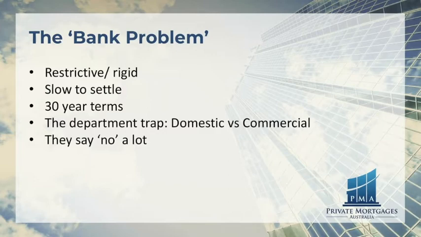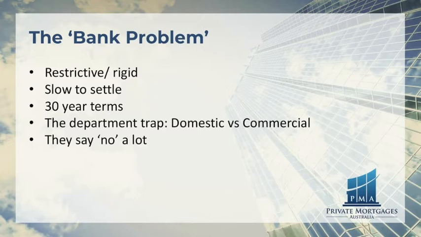Now, probably one of the most important things I want you to take away from today is what we call the department trap. There's a magic number in traditional bank land, which is 4 and under. So if you're doing a 4-unit development, or 4 townhouses, or a 4-lot subdivision, like a small residential project, if it's 4 and under, it stays in the domestic department. If it's 5 and above, it moves over to the commercial department.